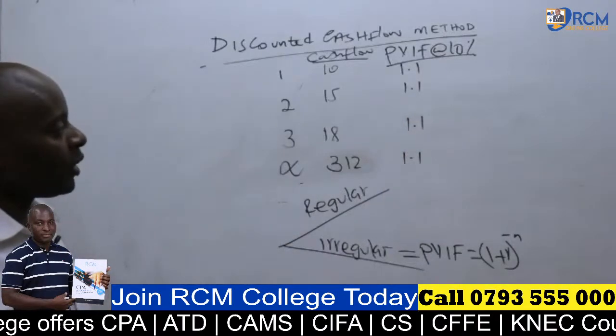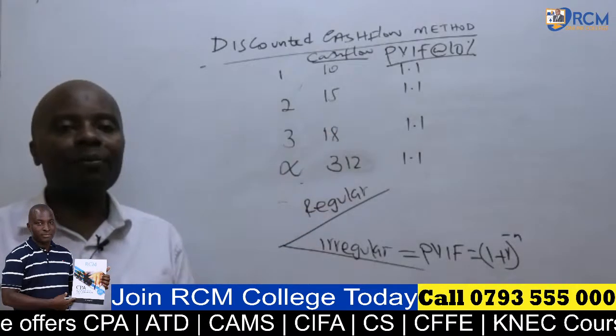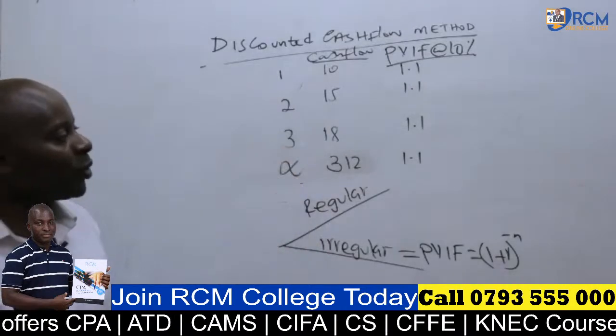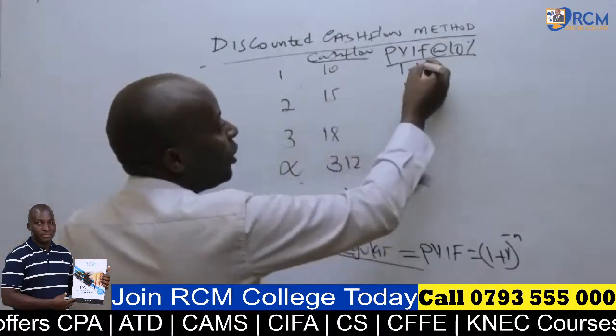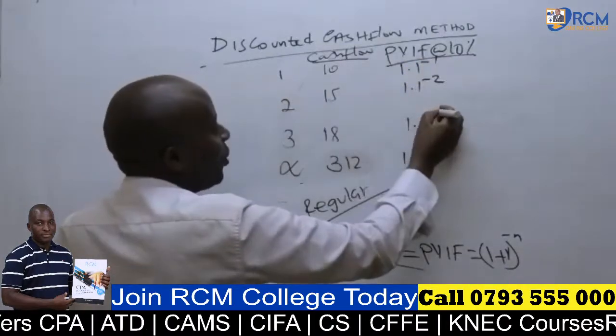1.1 because of what here? Because our cost of capital is 10%, and 10% is the same as 0.1. So therefore, this will be 1.1, raised to the number of years. So this will be raised to -1, raised to -2, and raised to -3 for the number of years.